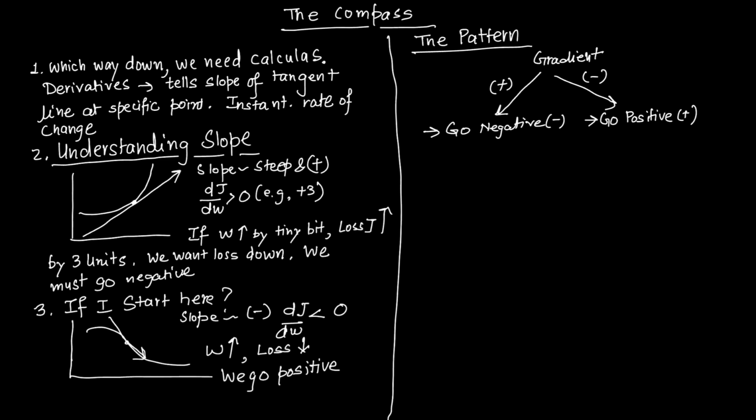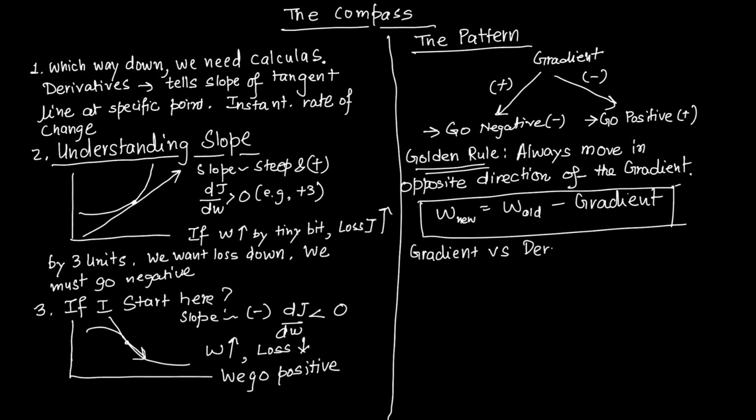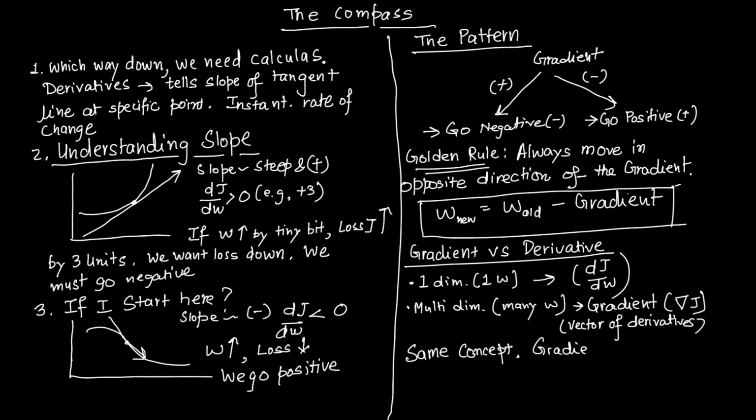This leads us to the golden rule of gradient descent. Always move in the opposite direction of the gradient. So the formula is w_new equals w_old minus gradient. Quick terminology check. In one dimension, with one weight, we call it a derivative, which is dJ/dw. In multiple dimensions, or with many weights, we collect all the derivatives into a vector and call it a gradient, denoted by nabla J or del J. It's the same concept. The gradient is just a vector of arrows pointing up the steepest hill. We turn 180 degrees and run the other way.